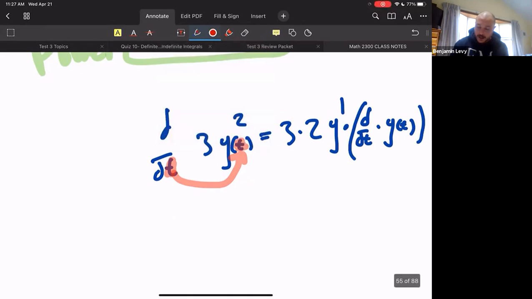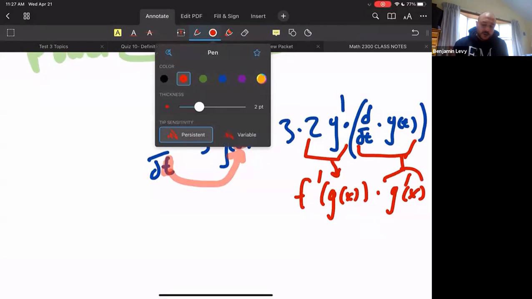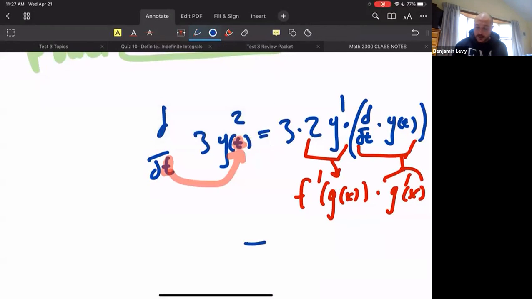Do you remember the chain rule? The chain rule says f prime of g of x times g prime of x. Here's the f prime of g. Here's the g prime. So when you differentiate this thing in shorthand, it becomes 6y prime. Let me just pause there. That's an important first step.